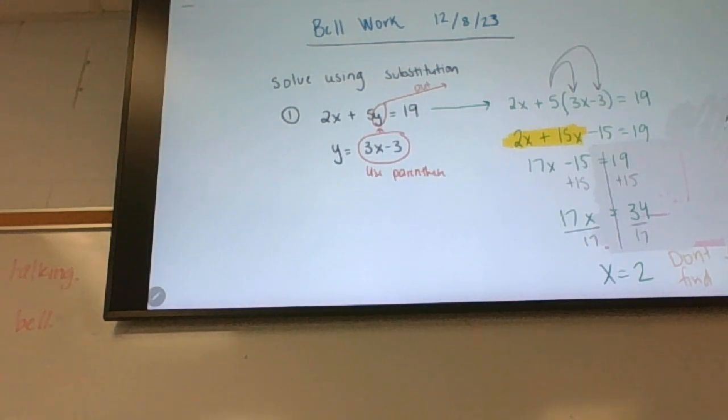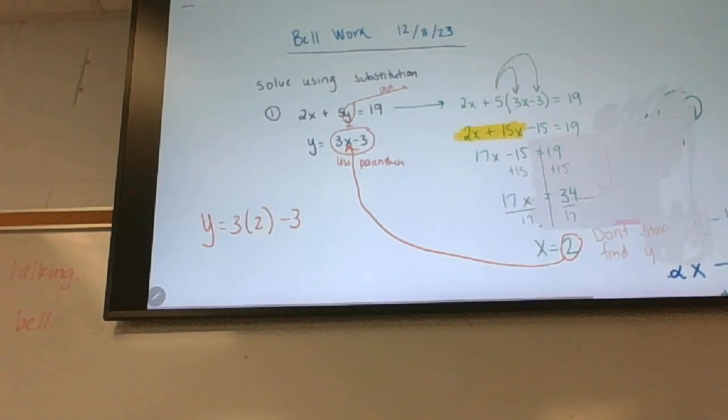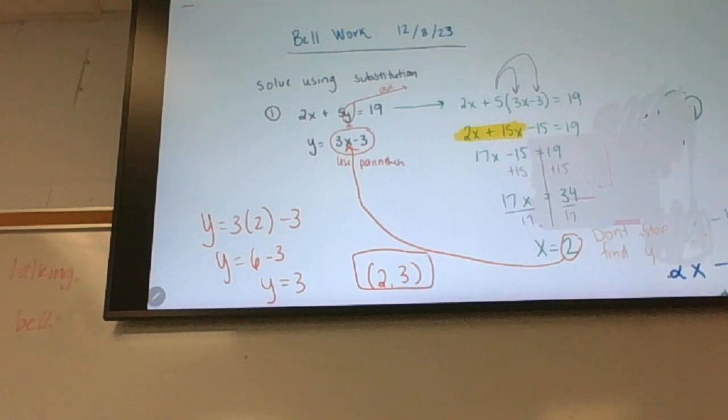So, wherever you have a variable isolated is the best place. So now I'm going to take the 2 that I figured out and put it in for x. And that leads me to y. So 6 minus 3. y is 3, and the point at which these lines would cross is 2 comma 3.